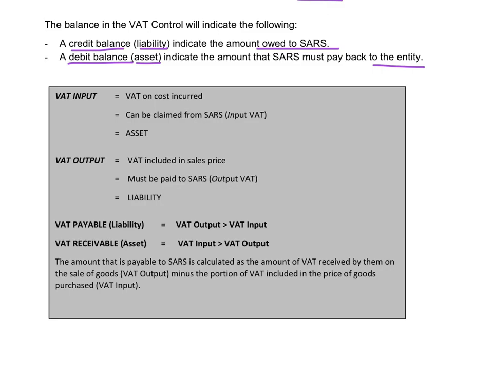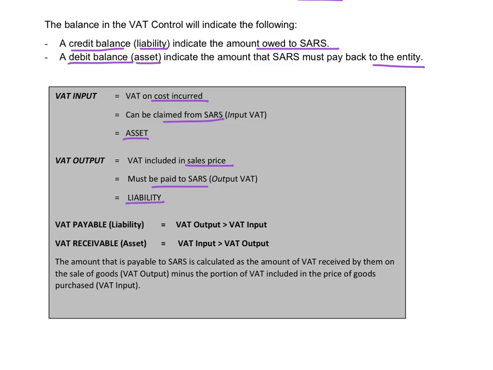VAT input is VAT on costs. That means when we buy goods or we pay expenses, this VAT input can be claimed from SARS, and because it will cause an inflow of money in the future, it will be an asset. VAT output is included in the sales price or in income that we receive. This must be paid to SARS, and therefore it will be a liability.